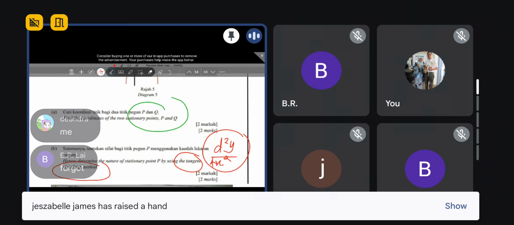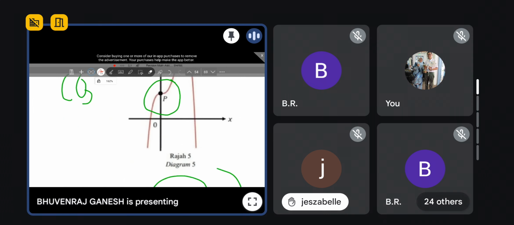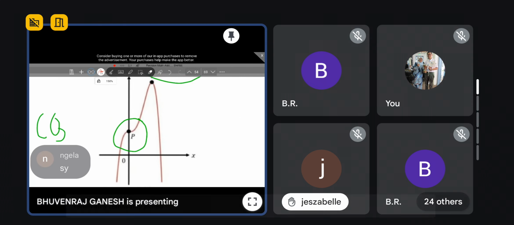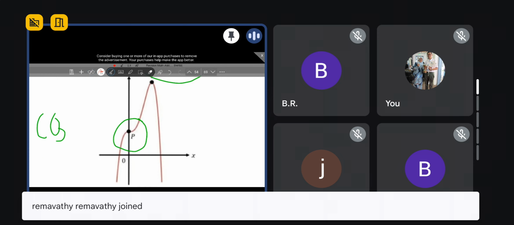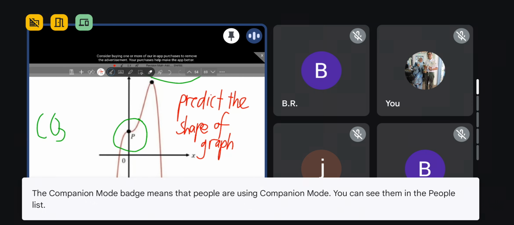Okay, actually this one is in your textbook. Ada dalam buku teks. Very simple guys. I explain based on the question here itself. Okay, so they want you to determine the nature of stationary point P. Correct? So guys, tangent sketching method is basically they want to predict the shape of graph. Okay, that is the purpose of tangent sketching method. Tujuan kaedah lakaran tangent ni adalah untuk meramal macam mana bentuk graf dia melalui tangent yang kamu lukis. Okay, so that is the concept here.